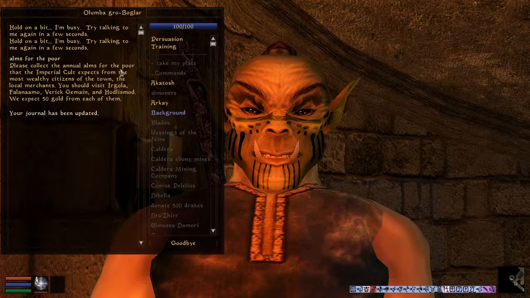Please collect the annual Alms for the Poor that the Imperial Guard expects from the most wealthy citizens. Olumba Grossbogler asked me to collect alms for the poor from the merchants in town. The Imperial Cult expects a donation of 50 gold each from Irgala, Falanamo, Varric Gemain, and Hod Lismod.